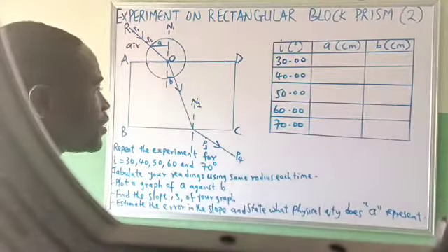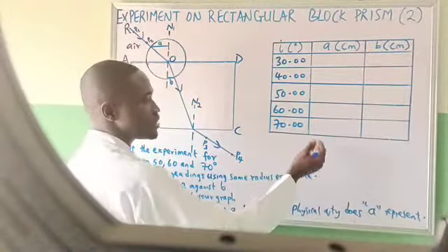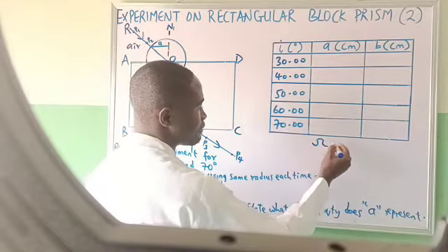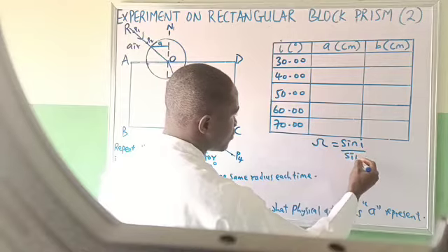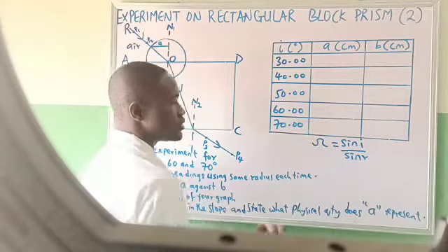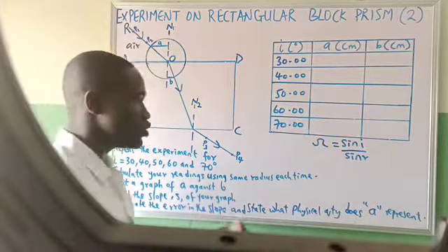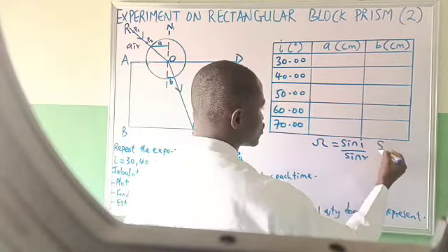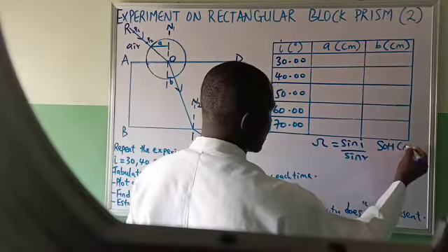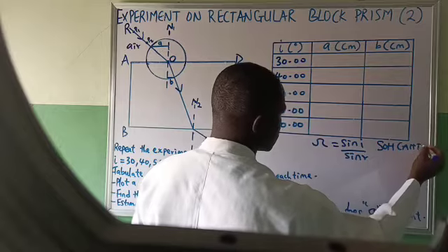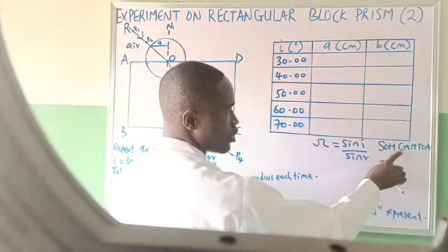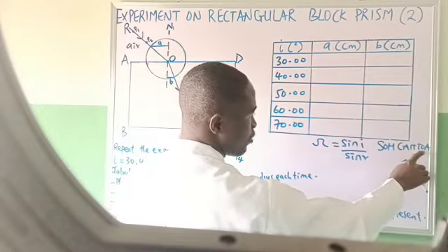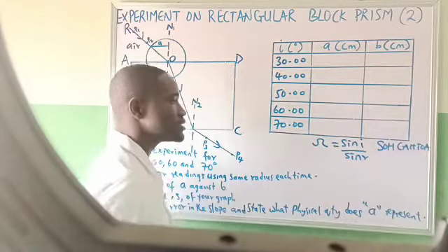Now, what we do first is recall Snell's law, which says that the refractive index is sine i all over sine r. We have to note this. We also have to recall SOHCAHTOA, that is, sine equals opposite over hypotenuse, cos equals adjacent over hypotenuse, tan equals opposite over adjacent. We have to recall that.